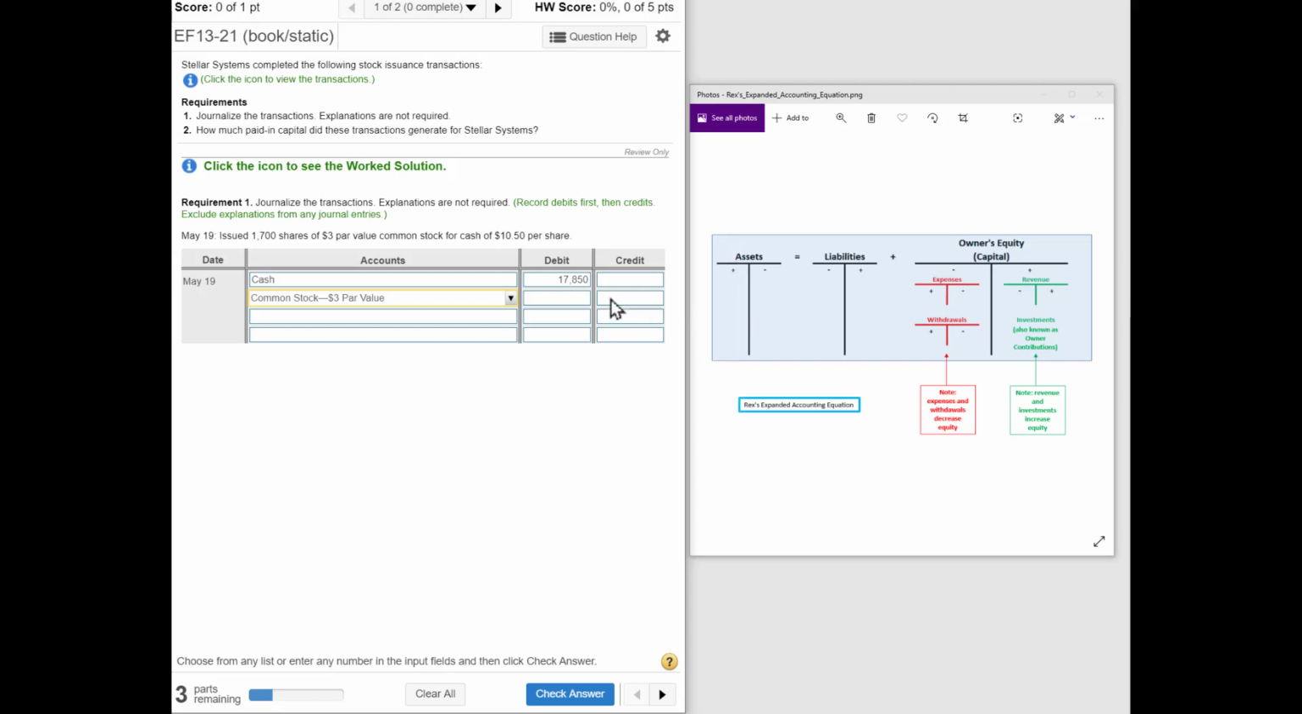And common stock has to be listed at par, so we're going to take the $3 par value times 1,700 shares, gives us $5,100. Now notice this does not balance. So we can figure out what the balancing amount is by taking 5,100 and subtracting it from 17,850. That gives us 12,750, because remember, debits have to equal credits. And then we have to figure out, well, what account is this going to be? This account is called paid in excess of par for the common stock.